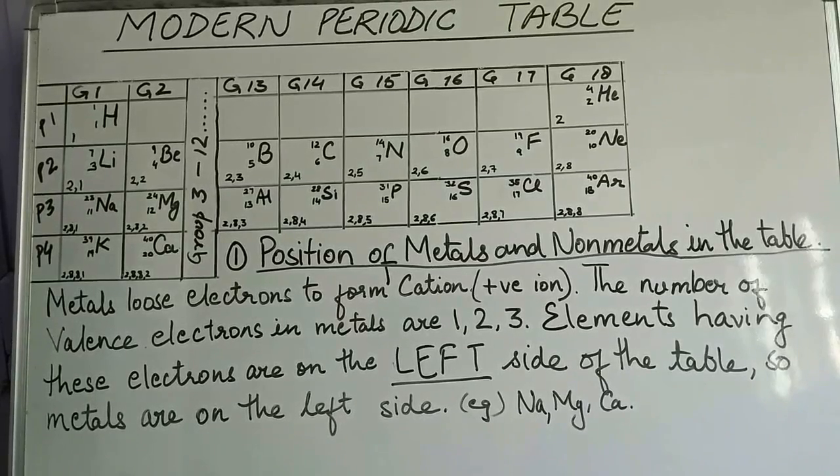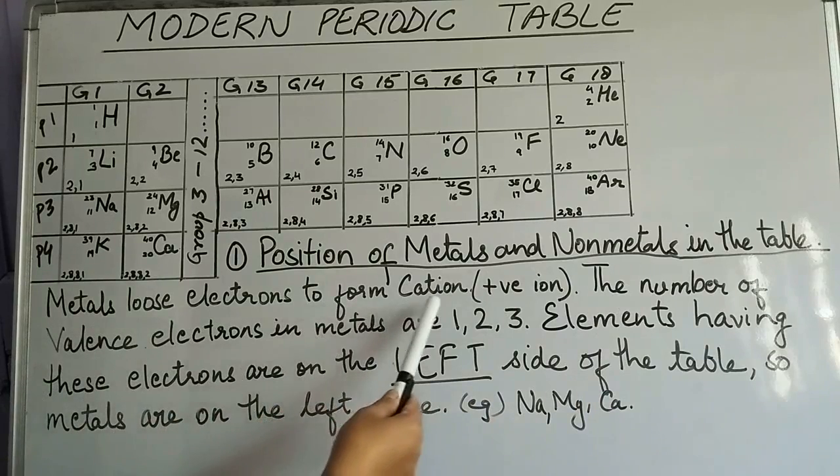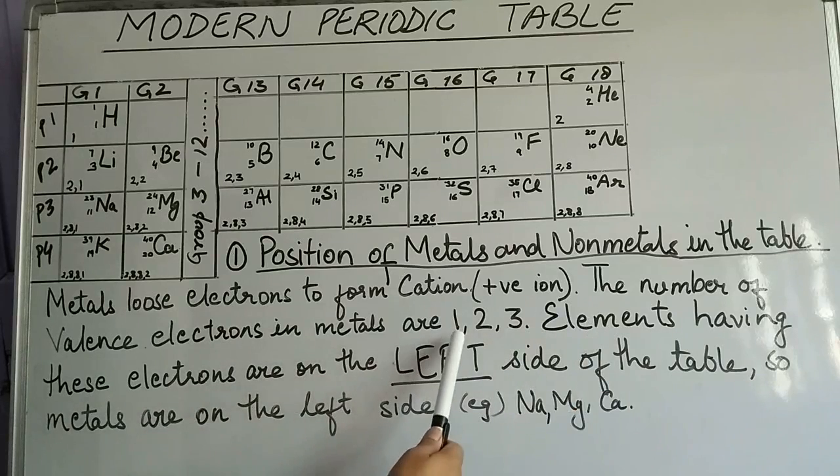This is the first property that we are going to do, position of metals and non-metals in the table. I have written over here, position of metals and non-metals in the table. Now all of you have already been told that metals are those elements that lose electron and form cations, which are positively charged ions. Another property of metals is that the number of valence electrons in metals are 1, 2 or 3. Valence electrons are the outermost electrons. So elements, if you look at the periodic table, elements having these number of valence electrons are always on the left side of the table.